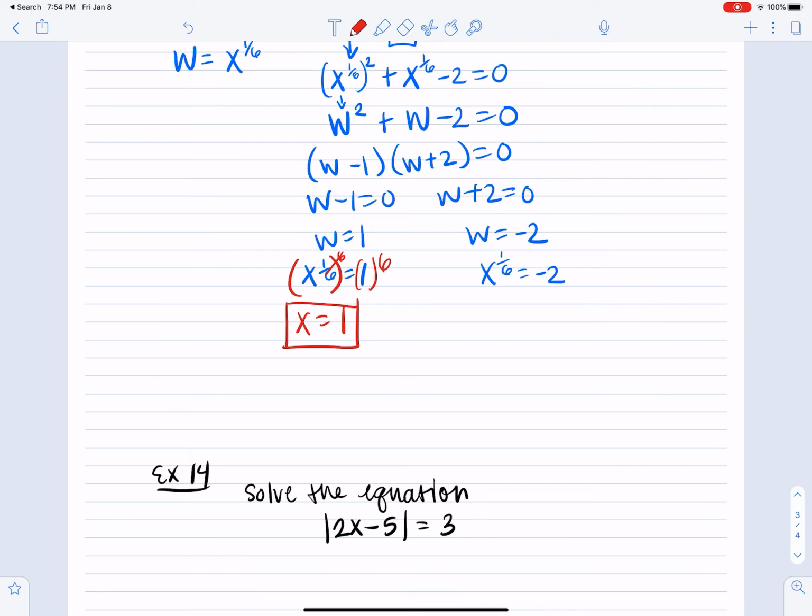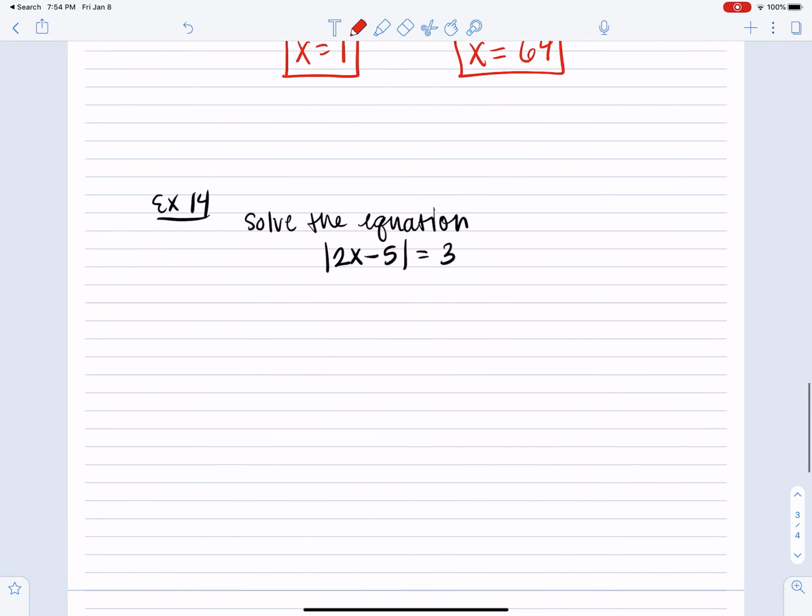And then on this side, you take this to the 6th power, and you take negative 2 to the 6th. That means it's going to be positive. So multiply negative 2 times itself 6 times, and you get 64. And those are your 2 answers, okay?